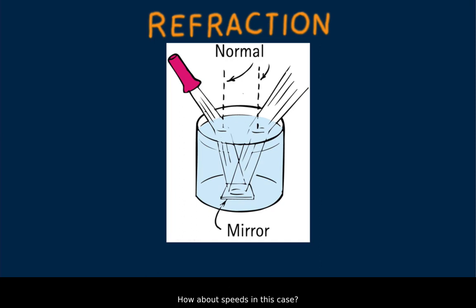How about speeds in this case? Does light change speed as it travels from air to water? The answer is yes, it slows. Does light change speed as it reflects from the mirror? The answer is no. Reflection does not involve changes in speed. Does light speed up as it exits the water? What's your answer? I hope you said yes.